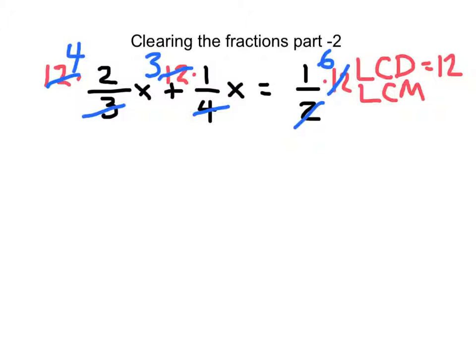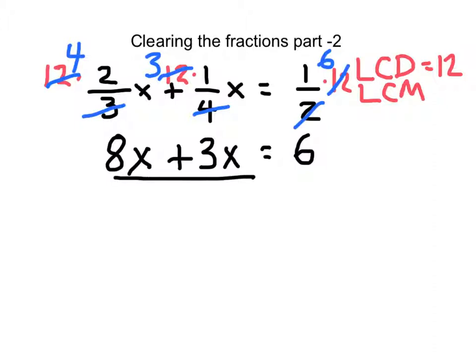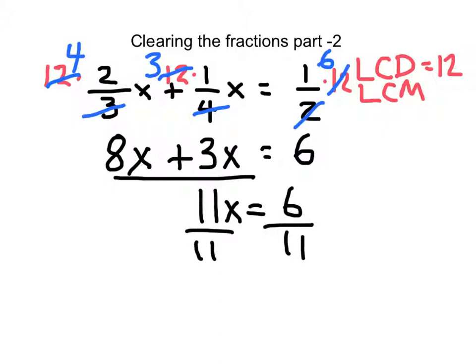So 4 times 2x would give me 8x for the first term. 3 times 1x would give me 3x for the next term. And then 1/2 times 12 is 6. Look how much simpler my equation has become. Now I'll combine my like terms. That gives me 11x. And now divide by 11 on each side. So we end up with the answer x equals 6/11.